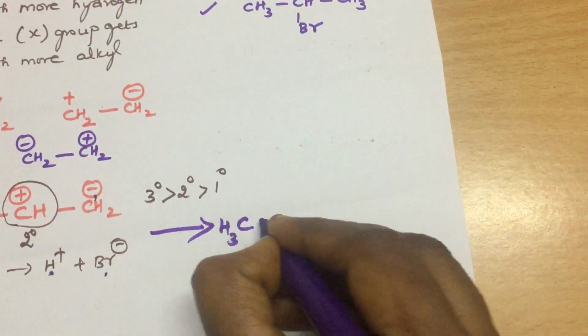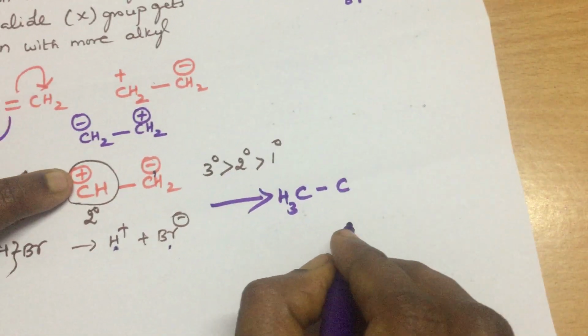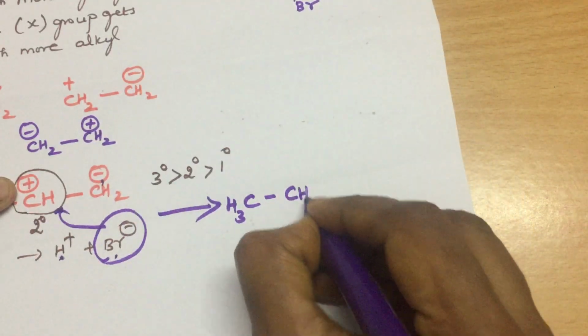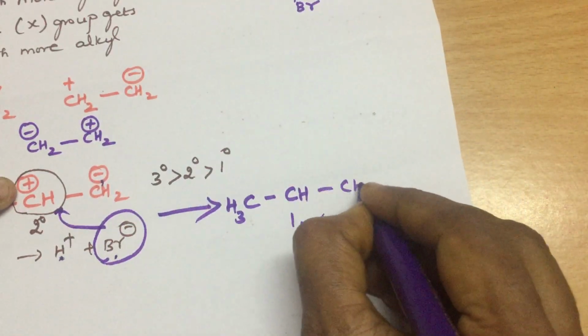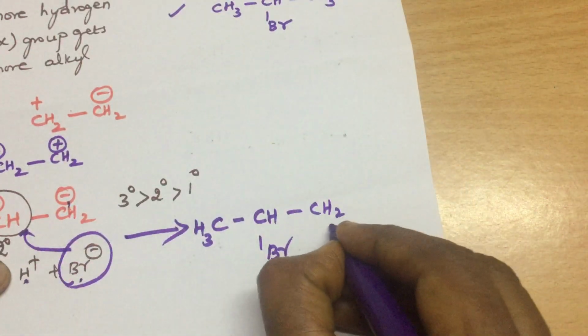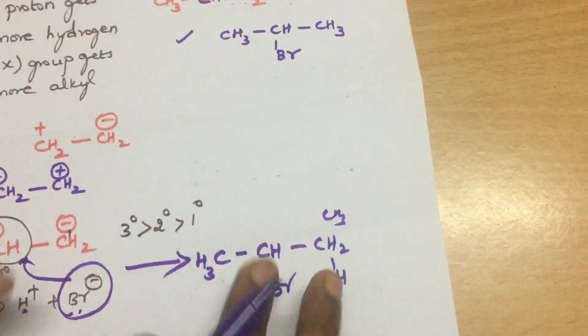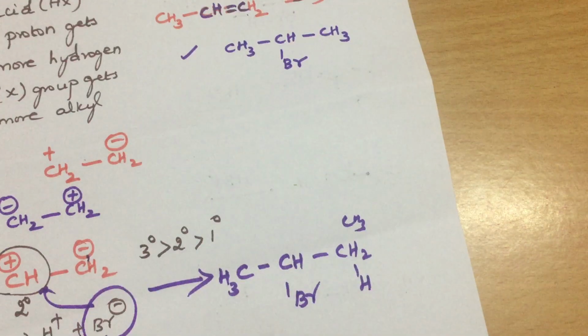To this positive charge, to this electrophile, your bromine will be attached. To this minus, your proton will get attached. So on the whole, we can write it as CH3. So you got the product, no? Always follow this rule.